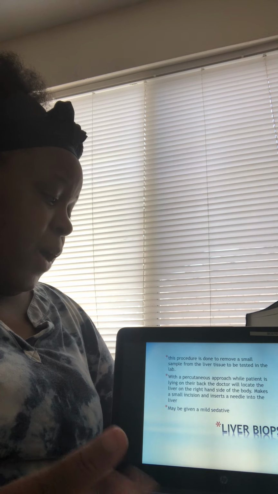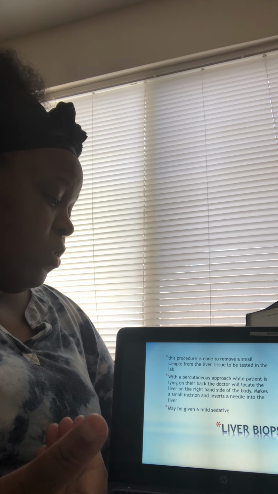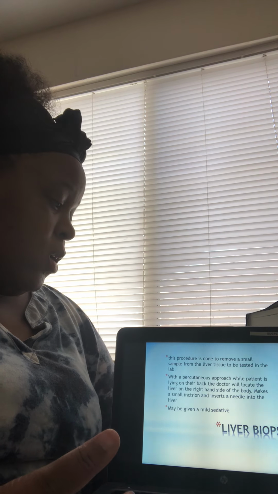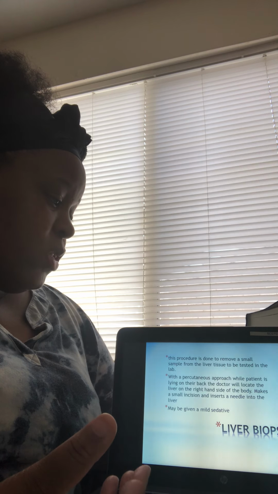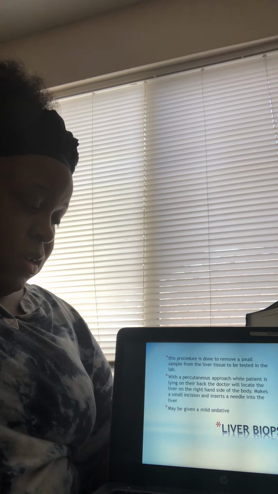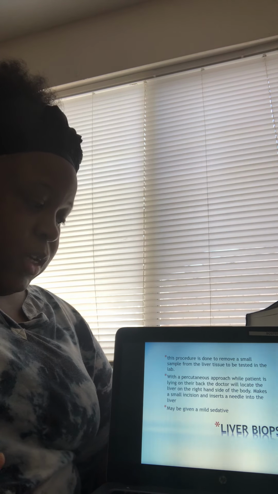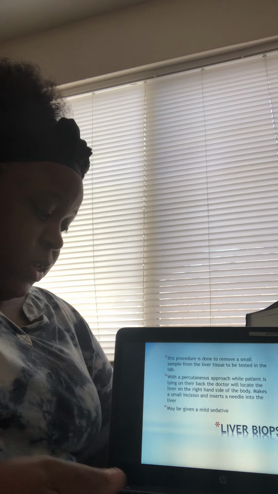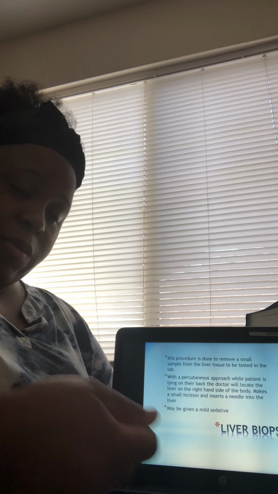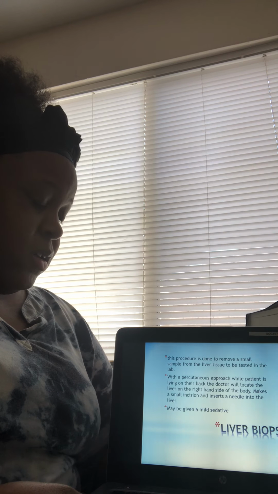This biopsy is where you lay on your back, supine position, and what they do is give you a local anesthetic. They'll put it on the right side. The doctor mainly does a few taps or gets an ultrasound to get a better visualization of where he's going. And what they do is insert a needle that reaches the liver.